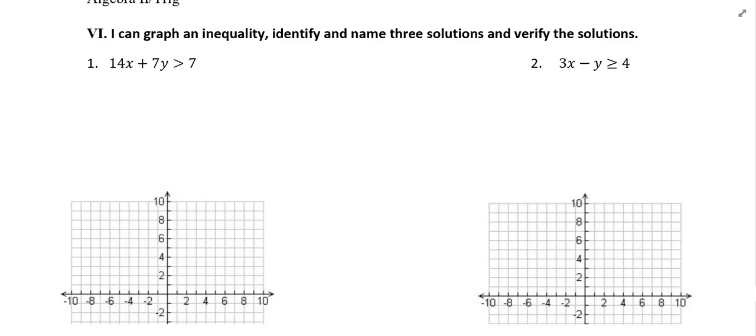Please make sure you have out your Unit 2 notes packet. If you don't have it, please get that now. You're also going to want to use a straight edge and a pencil and then a colored pencil or something in a different color. All right, so let's go ahead and take a look here.